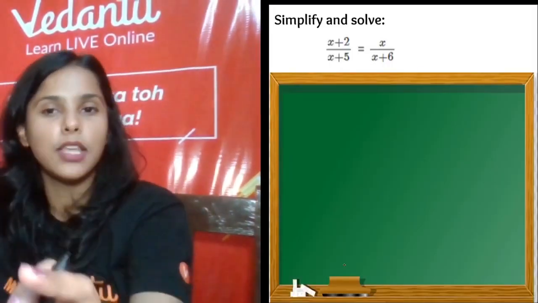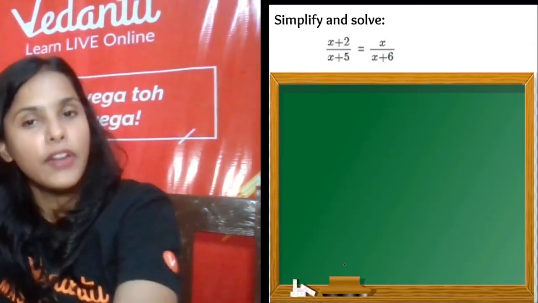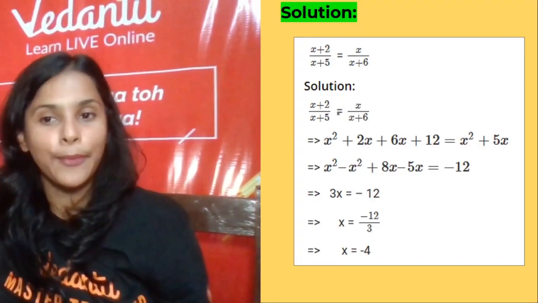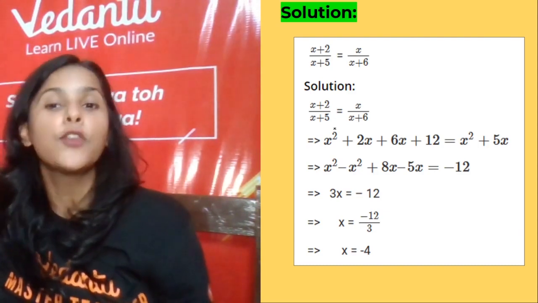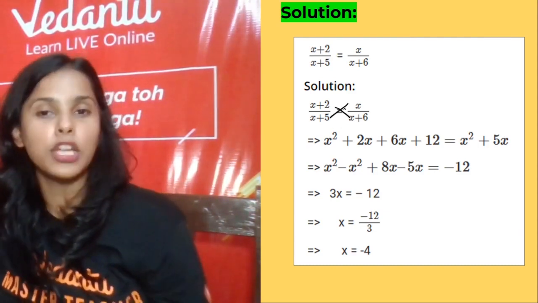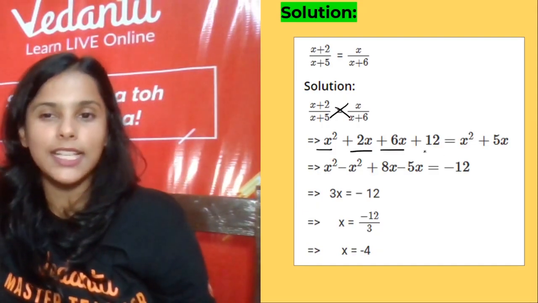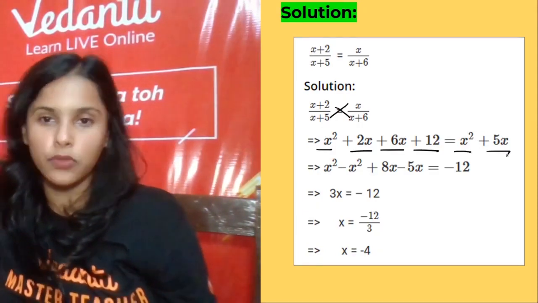Let's simplify this equation and solve it. Okay, so let's quickly solve it with the help of what method? Cross multiplication. So we have cross multiplied them with each other. So we got x square plus 2x plus 6x plus 12 is equal to x square plus 5x.